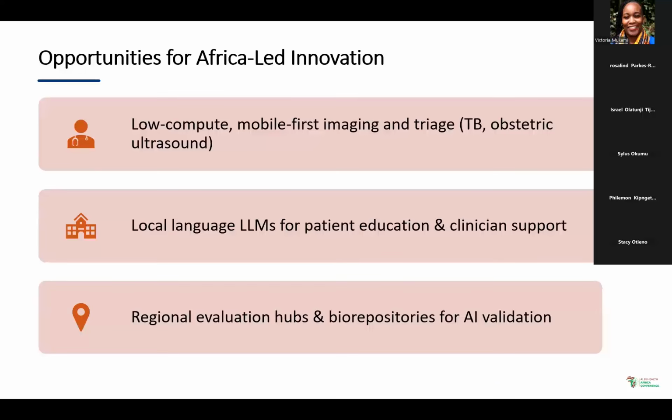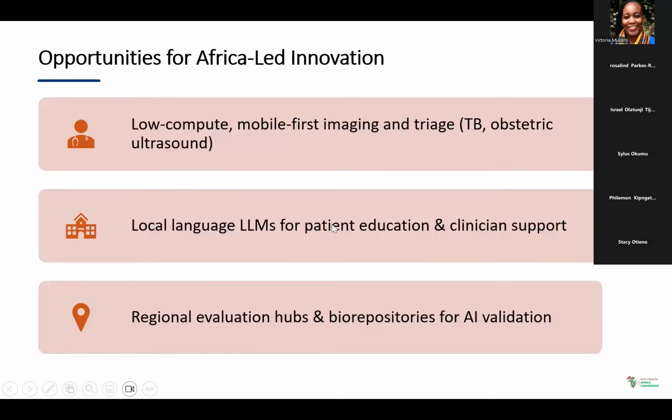Now, last slide. Africa-led innovation. We've been talking about federated learning last week. We hope that you've taken that on board. Low compute options, mobile first imaging. Can we look at images where they're collected out in low resource settings, not just in high-end hospitals, like our low-cost probe, really making sure that the tools that we're creating will work out in the places with the people in lower resources.